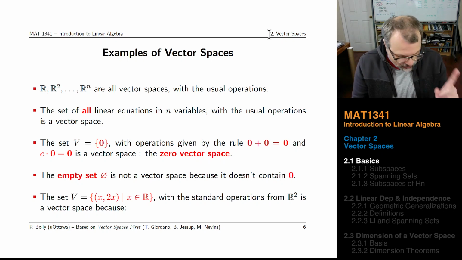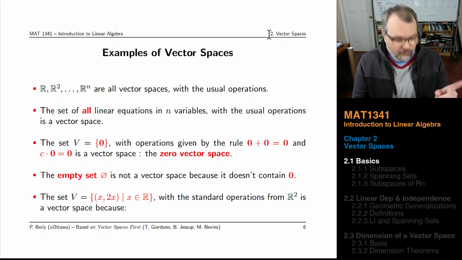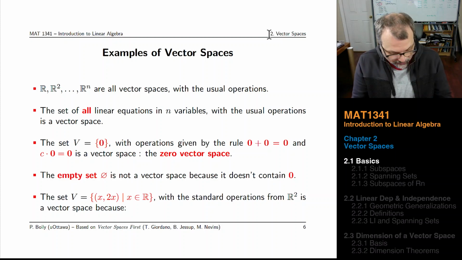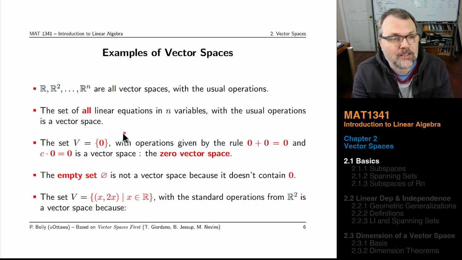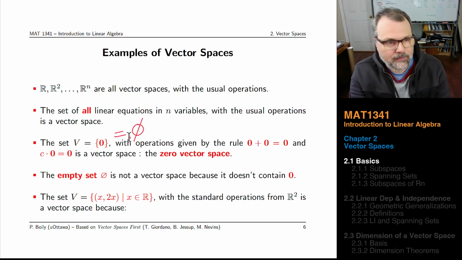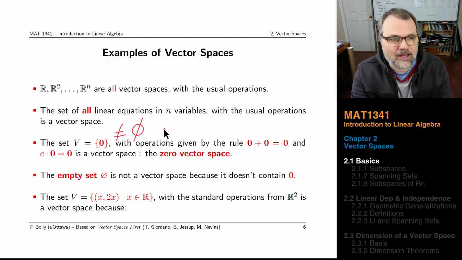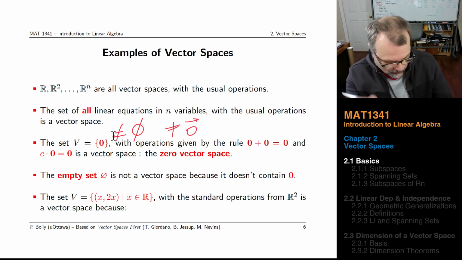The set that only contains one vector, which is to say the zero vector. Now, I want to be careful about this notation. This is not the same thing as saying that the set is empty. It's not the same thing at all. It's also not the same thing as just the zero vector alone. No, it's the set that contains the zero vector.